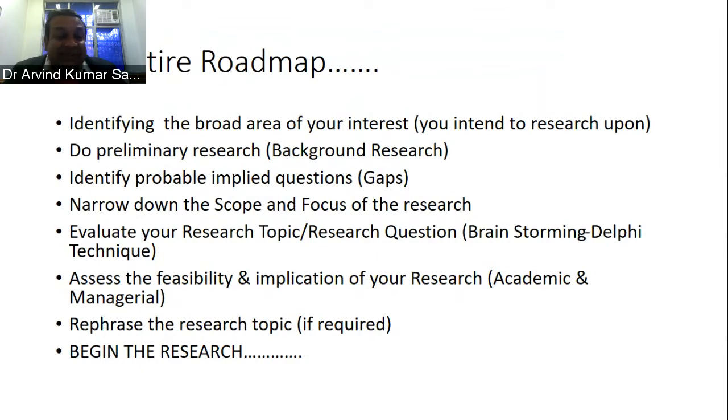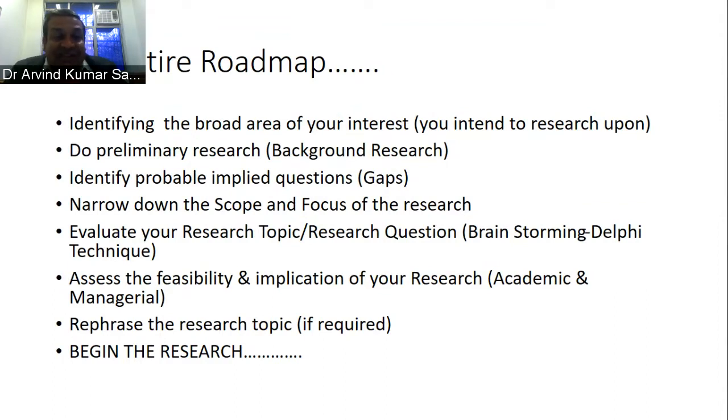Right? Scope is drawing the boundaries, and focus of the research means which gap or which bundle of gaps you want to address. What will be the focus? Your focus of research is on addressing all the gaps, or certain gaps, or some bunches of gaps, right? That falls in the same kind of purview.